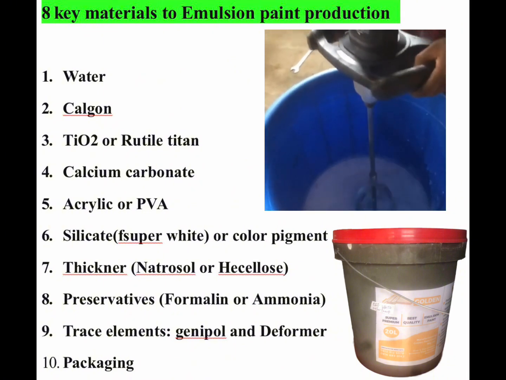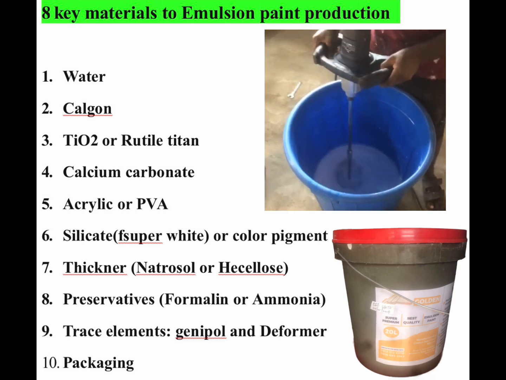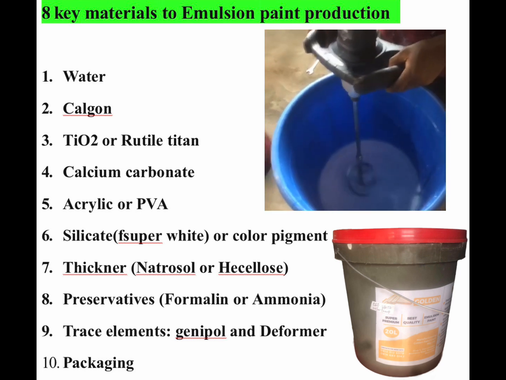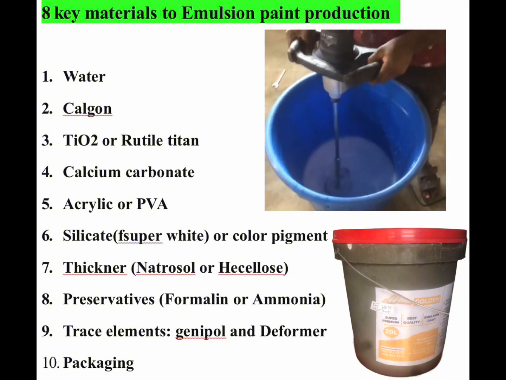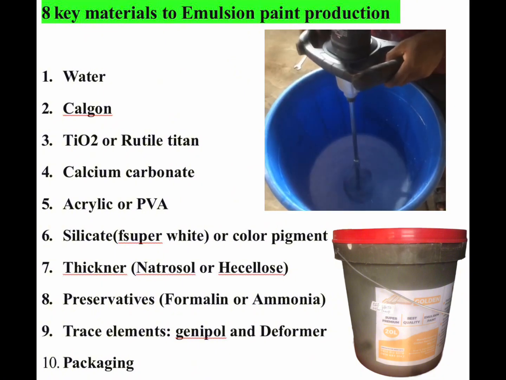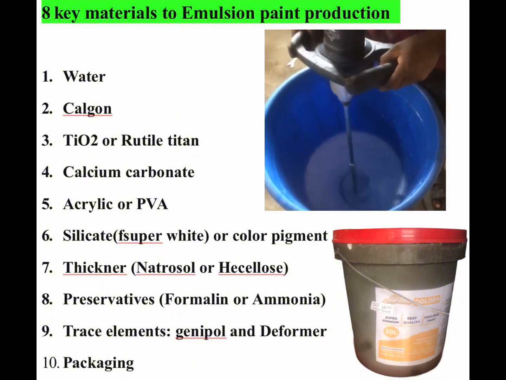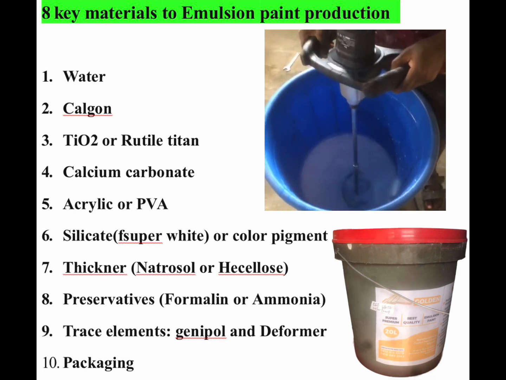Then after you add it, stir immediately as you are adding your thickener. Just keep stirring until your paint gets thickened. That is the number 7. Thickener is the number 7.